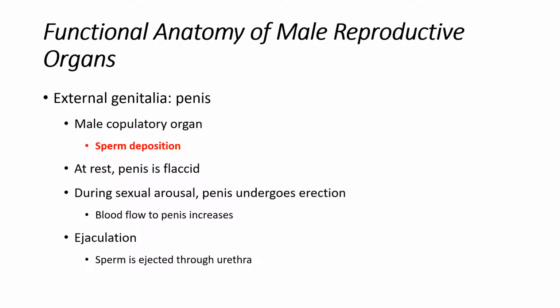At rest, the penis is typically flaccid, so not engorged or erect. And then during sexual arousal, the penis undergoes a series of responses under the influence of the autonomic nervous system, which increases blood flow to the penis, and that is what results in erection of the penis. And then the final phase here is ejaculation, which is where that sperm is actually deposited through the urethra into the female reproductive tract.